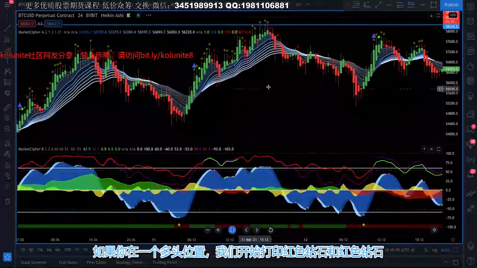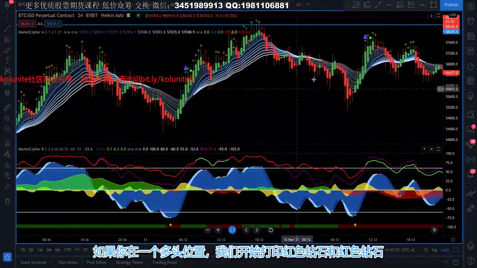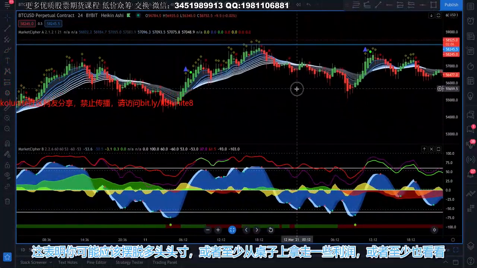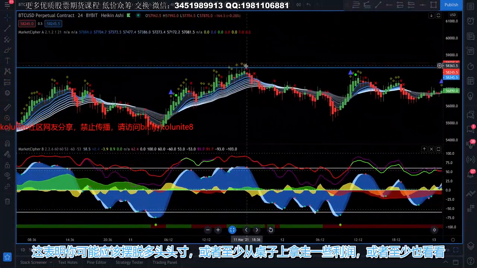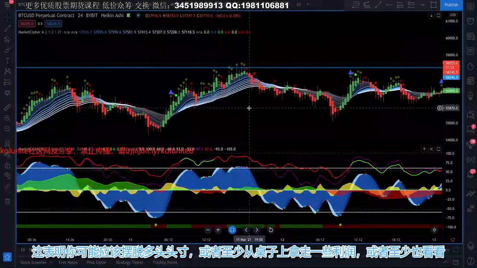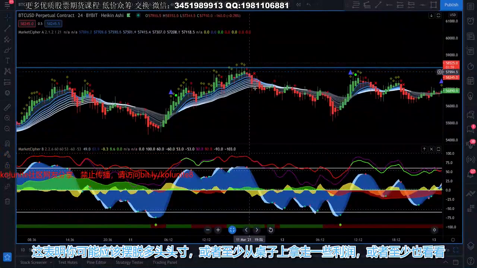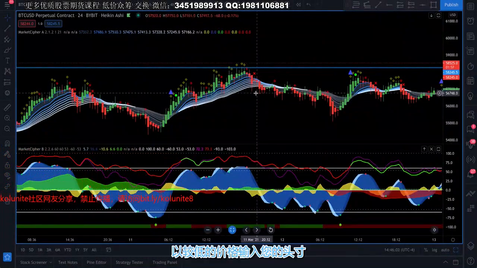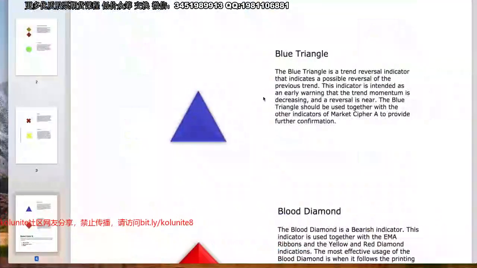If you're in a long position and we start printing red X's and red diamonds, that is an indication that you should probably get out of that long position, or at least take some profit off the table, or at least look to add to your position at a lower price.